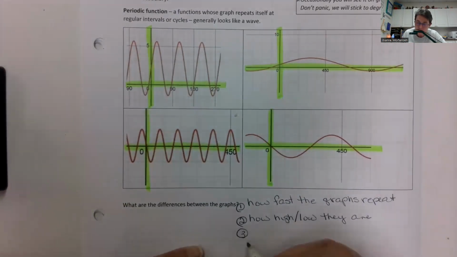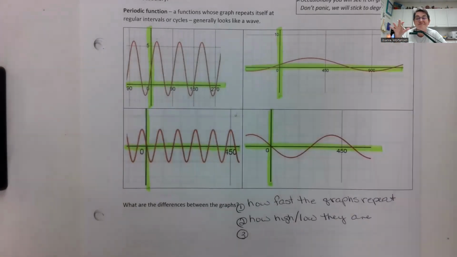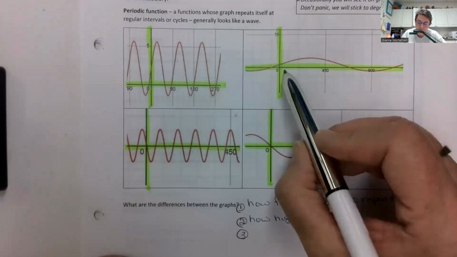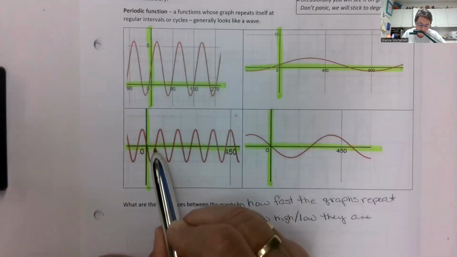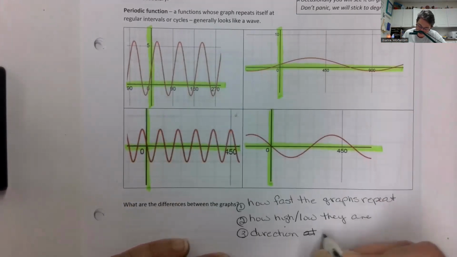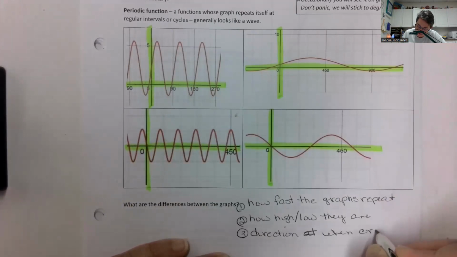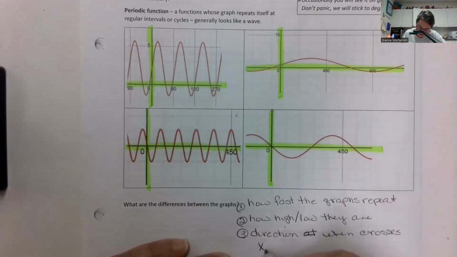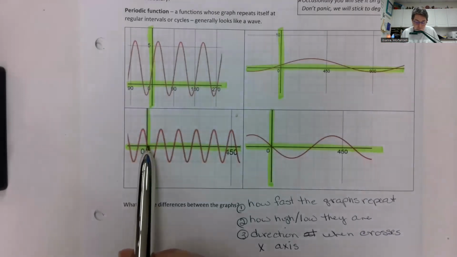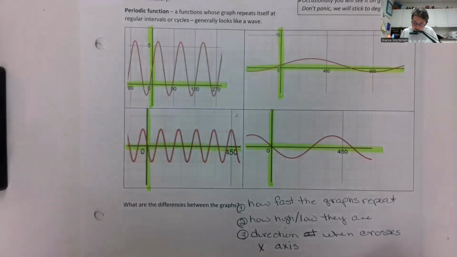Can you find a third thing? Because that was the one that's a little tricky on my part. If you look at this one, where the x-axis starts, it goes up. This one is going up, but this one goes down. So direction when it crosses the x-axis. I guess we could also add what number it's at when it crosses the x-axis. So direction, we'll put location too.